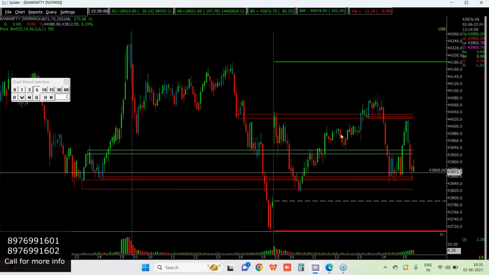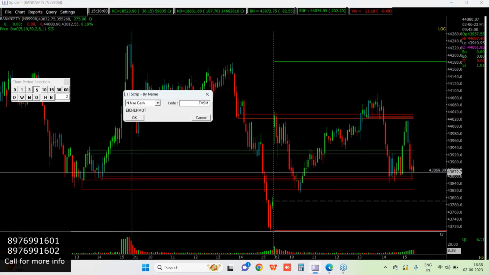So you can again put your stocks in the chat box, and I'll check on the different stocks. Put your stocks in the chat box. I got one stock, which is TVS Motor.